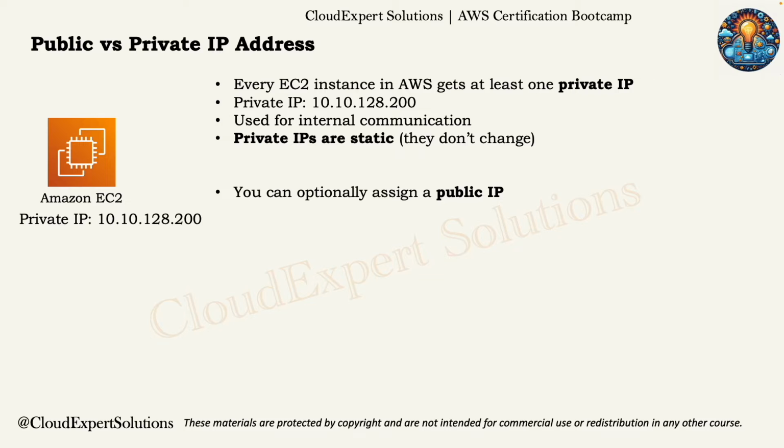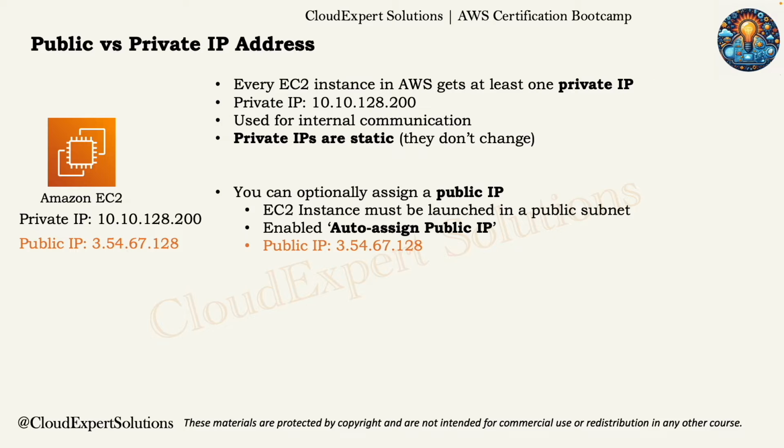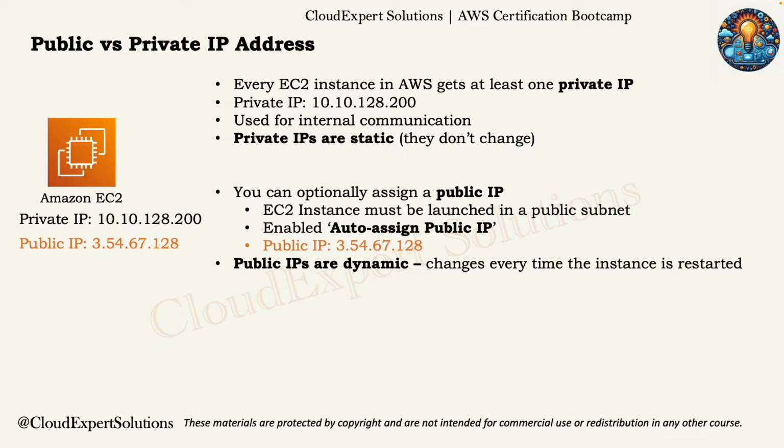On the other hand, you can optionally assign a public IP so that your instance can be accessed from outside. To get a public IP, your instance must be launched in a public subnet, or you must enable auto-assign public IP. If both conditions are matched, then AWS will give a public IP address, and here is an example for that, and that allows internet access via internet gateway. Public IPs are dynamic and they change every time the instance is stopped and started.